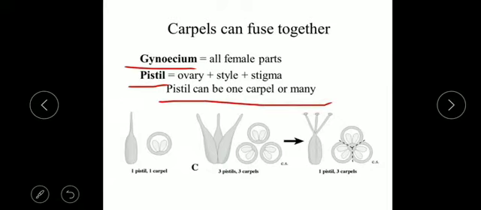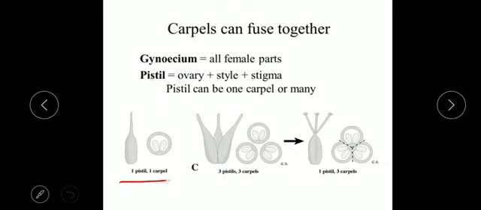Whenever there is one carpel, the condition is called monocarpellary, and when there are two, it is bicarpellary. If it is three, it is tricarpellary, and if it is more, it is called polycarpellary. Remember, the pistil is one, but the pistil may have one or more carpels. Here in this diagram you can see one pistil and one carpel. Here are three pistils, individually free, and three carpels, but here is one pistil in which the stigmas are shown free while the ovary is fused.